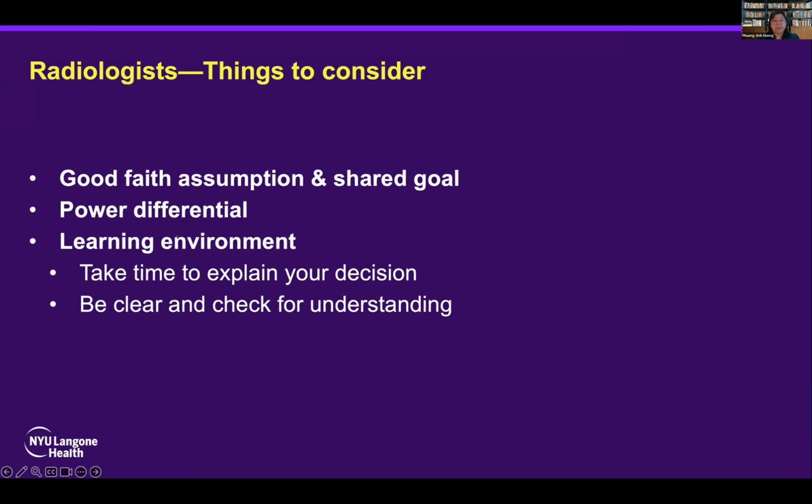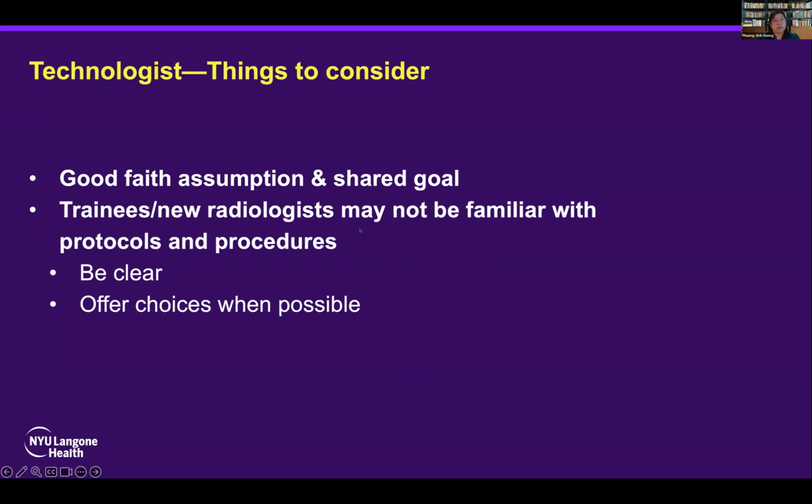And then I also want to emphasize that we're in a learning environment, or we should be in a learning environment. So every time I get a call and I'm asked to make a decision, I take time to explain why I made that decision, and I make sure that I check for understanding and make sure they understand why I make that decision, and what the procedure is, what they have to do next. And same with the technologists, I would say the same thing. Make a good faith assumption that we're all here for the same reason.